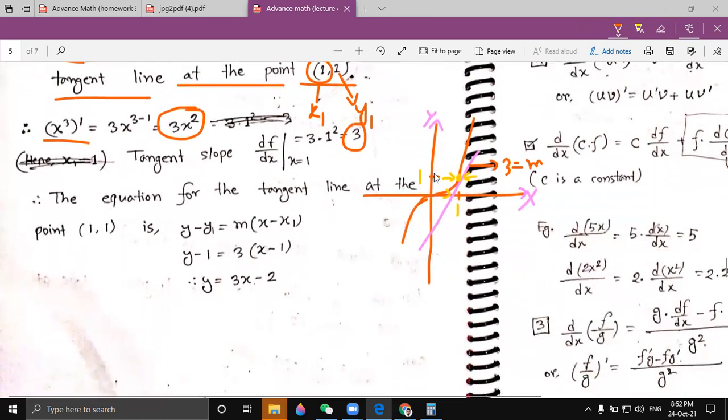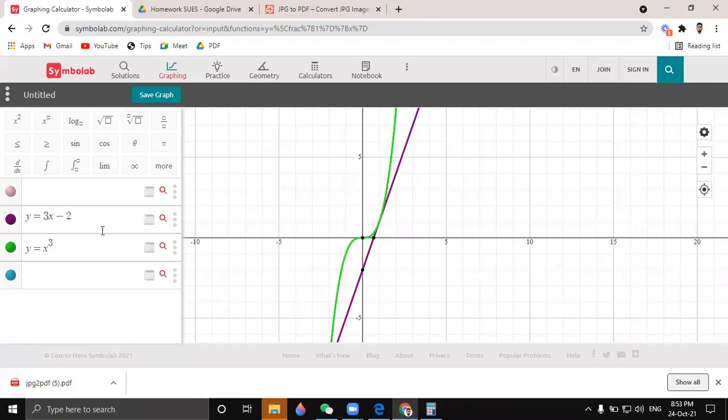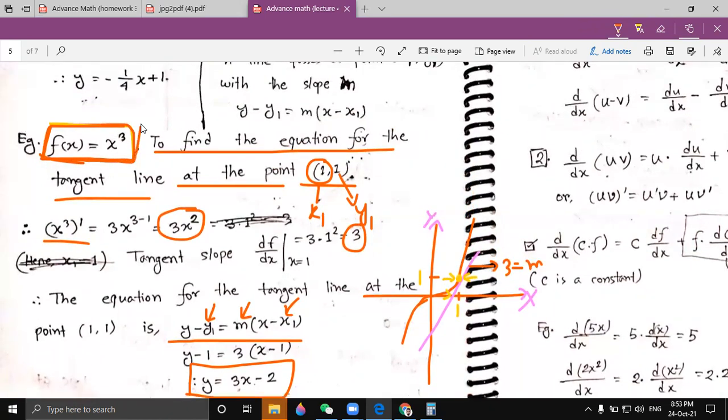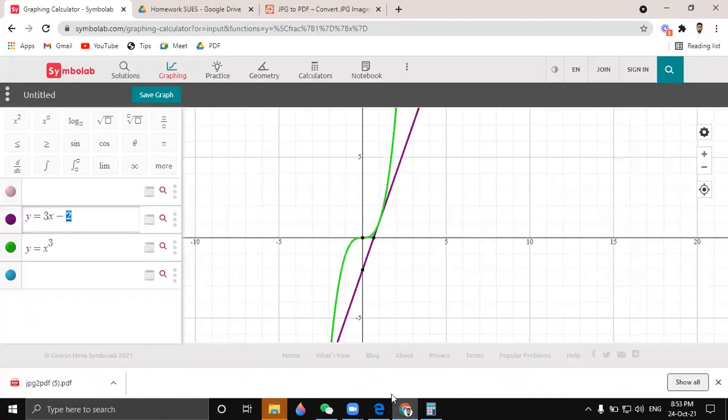Now we have to find the equation for this line. That is very simple. We already know the point slope equation, and we just plug in the value m is equal to 3, y1 is equal to 1, and x1 is equal to 1. So that is y is equal to 3x minus 2. I just make the graph here: y is equal to 3x minus 2. And then again the graph of the main function, f of x is equal to x cube. This was our main function, and I also graphed this main function.